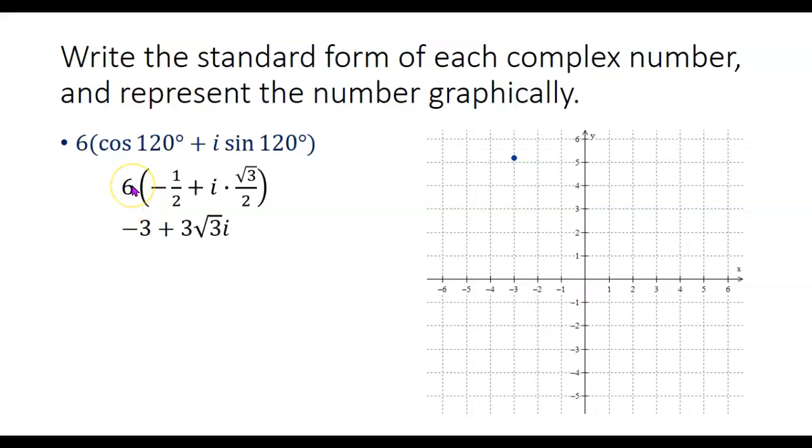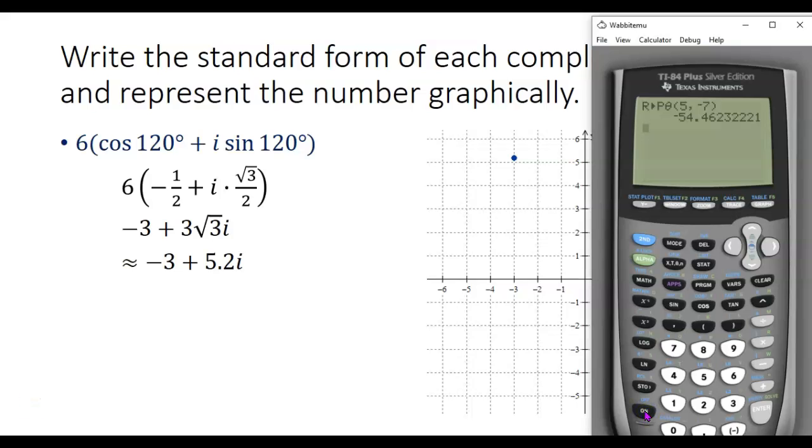And so we get 6 times negative 1/2, which is negative 3, plus i times 6 times the square root of 3 over 2, which is 3 root 3. So the real part is 6 times the cosine of 120 degrees, it's negative 3. The imaginary part is 6 times the sine of 120 degrees, that's 3 times the square root of 3. And so we have negative 3 plus 3 root 3 i. In decimal form, that's approximately negative 3 plus 5.2i.